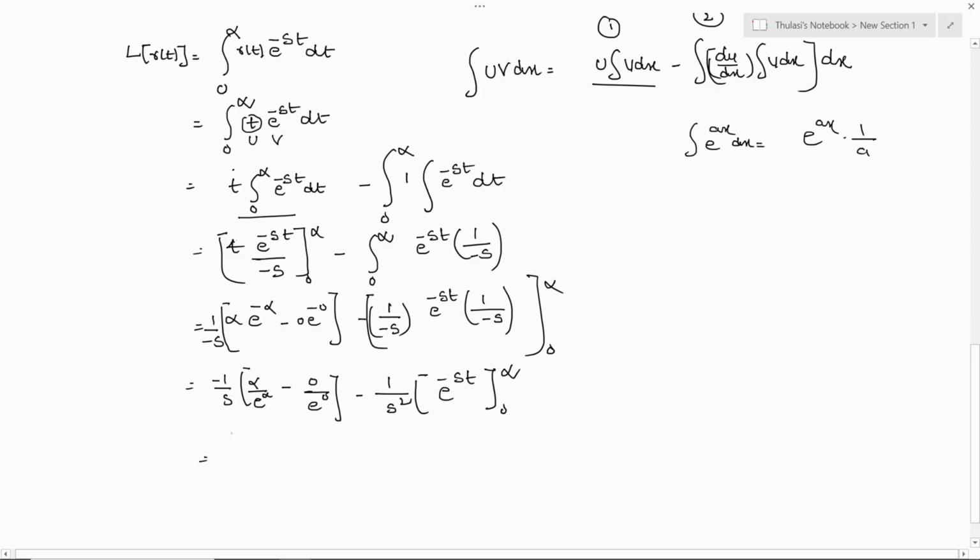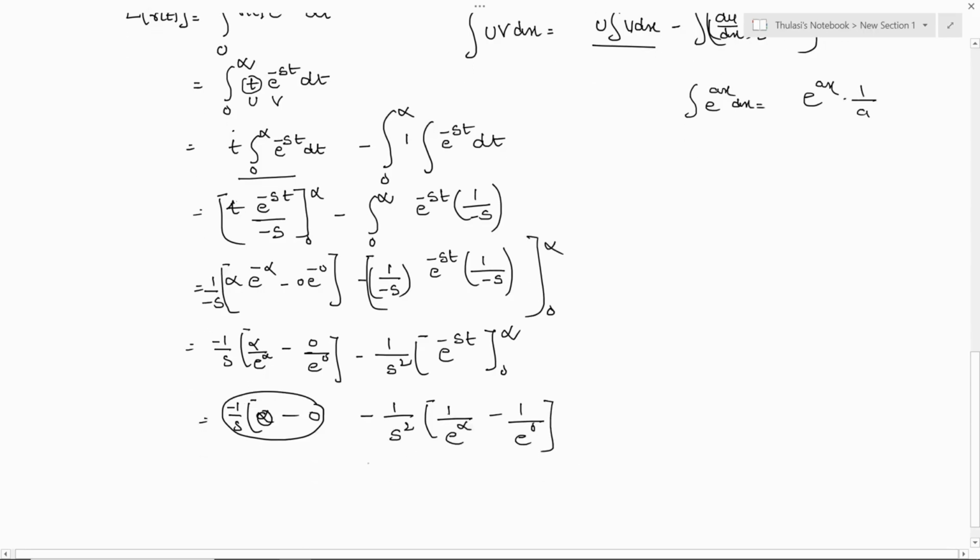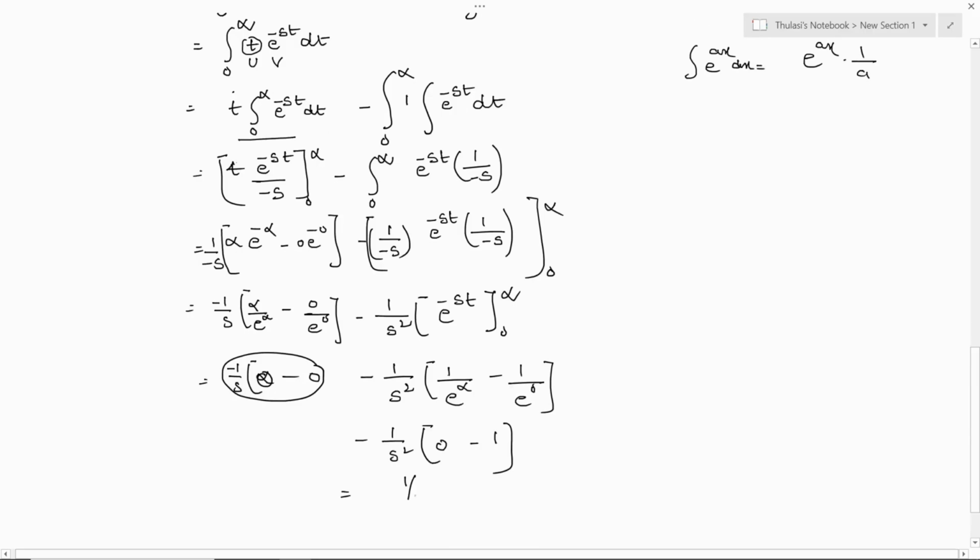So when you substitute all the limits, minus 1 by s, this infinity is nothing but infinity minus 0. So 1 by infinity is once again 0. This total term will become 0. Then minus 1 by s square into, I can write this as 1 by e to the power infinity minus 1 by e to the power 0. So 1 by infinity is how much? 0. Minus 1 by 1 is how much? Minus 1. So minus into minus, we are going to get 1 by s square. That is what you have to remember.